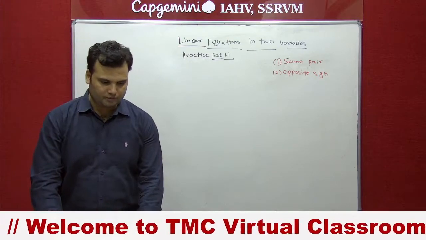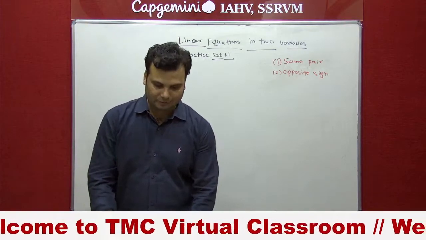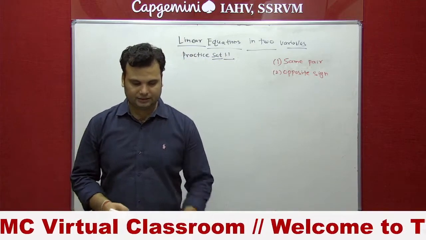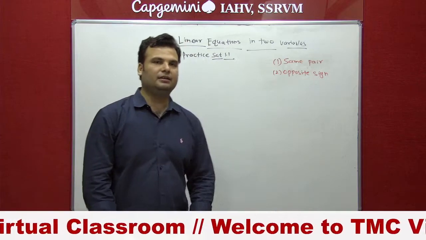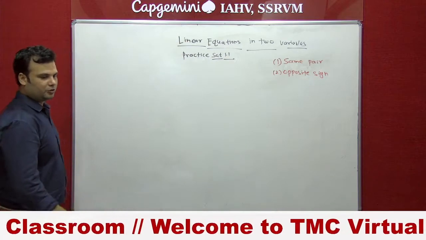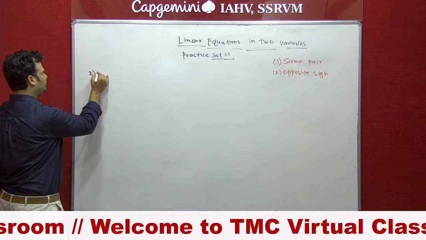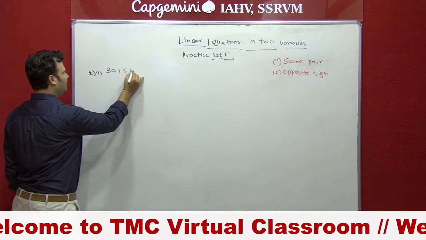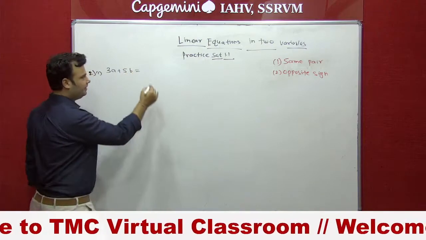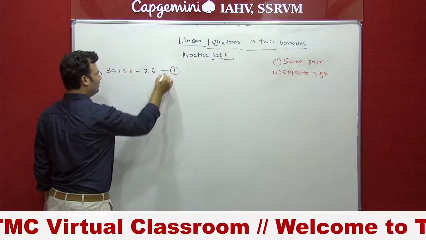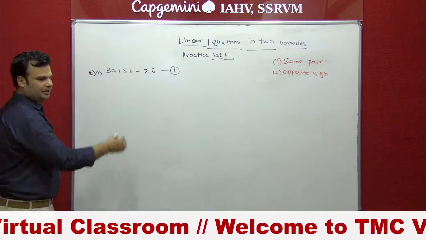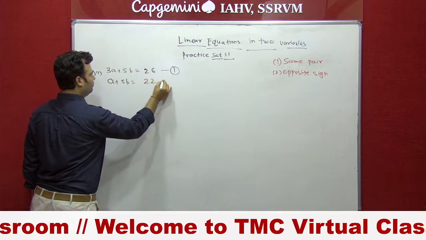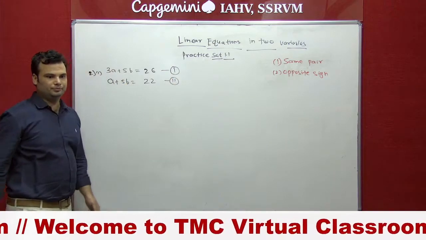Next sum, students, solve the following simultaneous equations. This type of sum will come in your board exam for 2 or 3 marks. So first start with the first sum. Question number 2, first sum. 3a plus 5b equal to 26, that is equation number 1. And equation 2 is a plus 5b is 22, that is equation number 2.